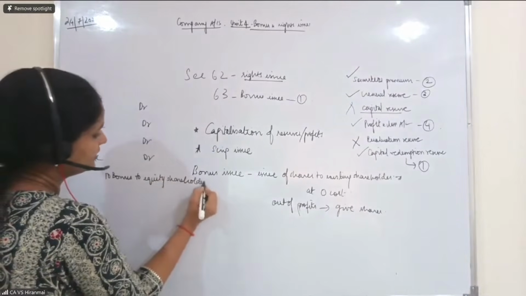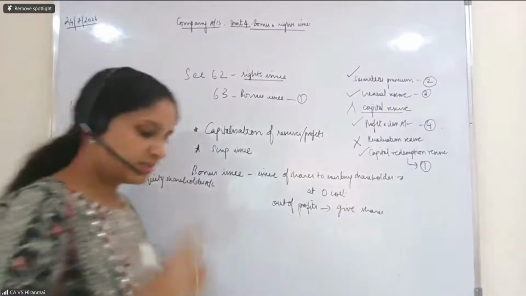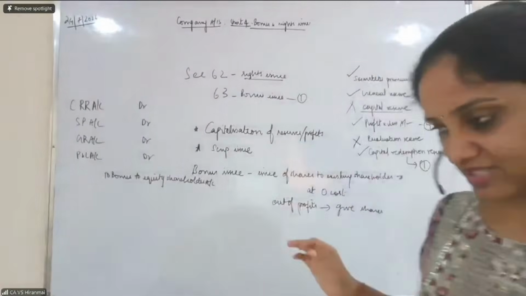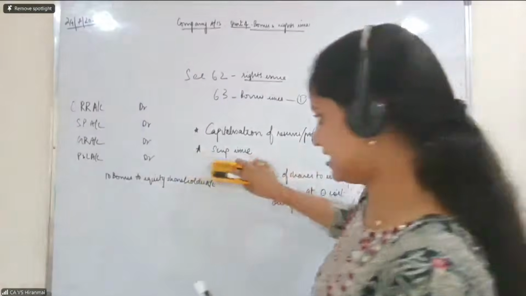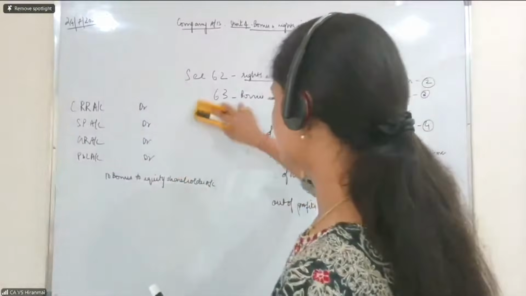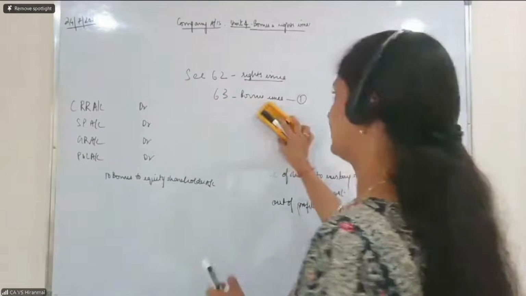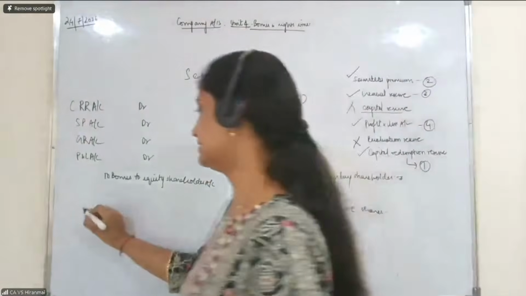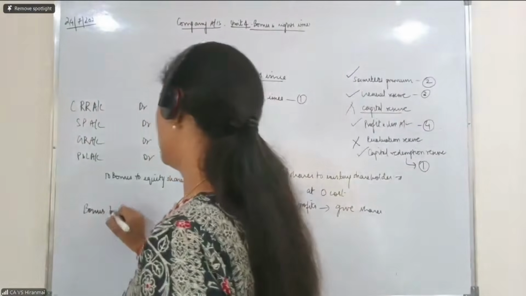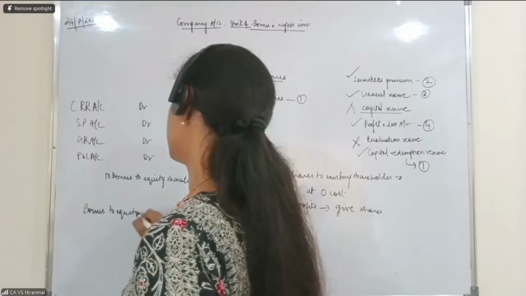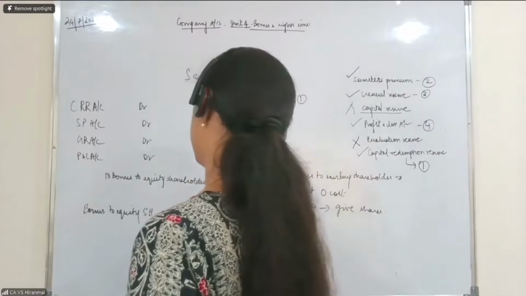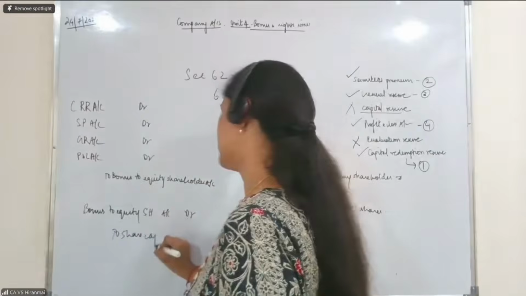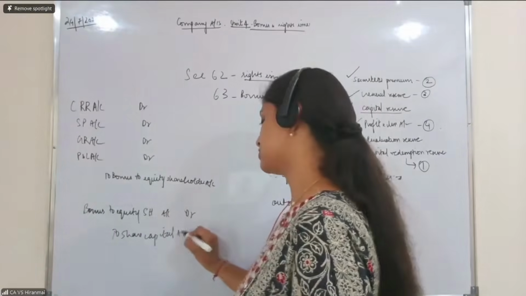Why are you writing equity shareholders? Because bonus can be issued only for equity shares, not for preference shares, because they are the owners of the company. Okay. And the next one is bonus to equity shareholders account debit to share capital. These are the two entries. Along with narrations, you should write.